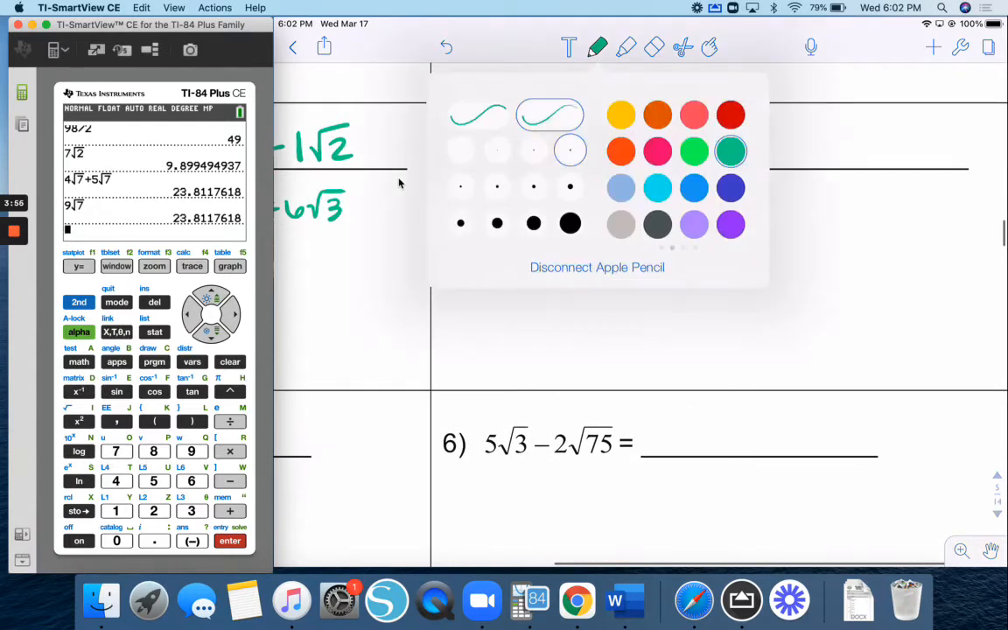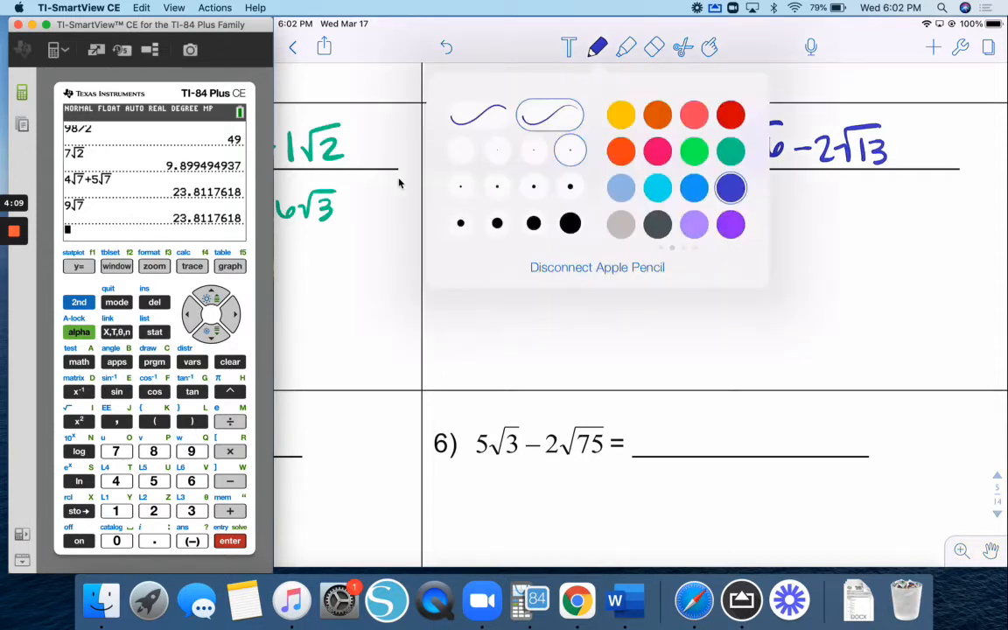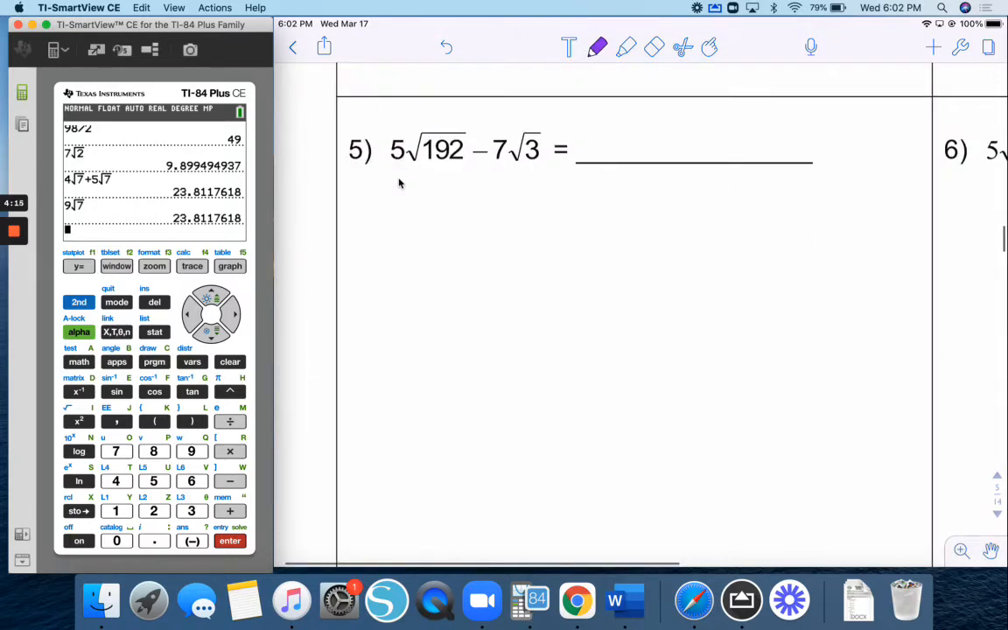For number 4, we have square roots of 6, 3 plus 5 for a total of 8 square roots of 6. For the square roots of 13, we have nothing else that will change that, so we just leave it as -2 square roots of 13. For number 5, these square roots are not the same. However, we need to see if we can simplify this 192 first.